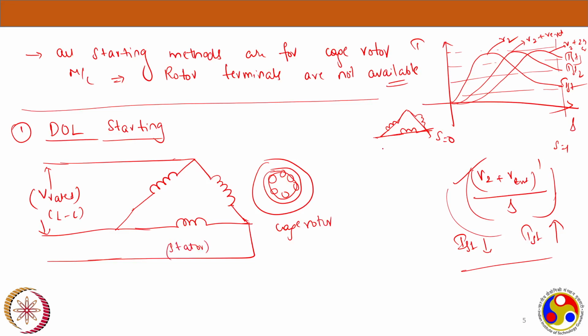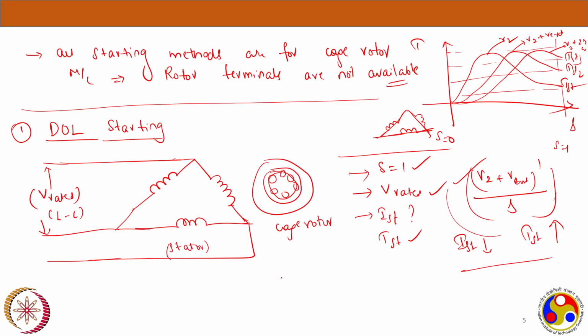Okay. Now at starting, s is equal to 1, right? And we have applied V rated, right? Now we estimate what is the starting current drawn by the machine and what is the starting torque being developed in the machine. Now, from the equivalent circuit, we already saw that at the starting, the impedance offered by the circuit is very less.